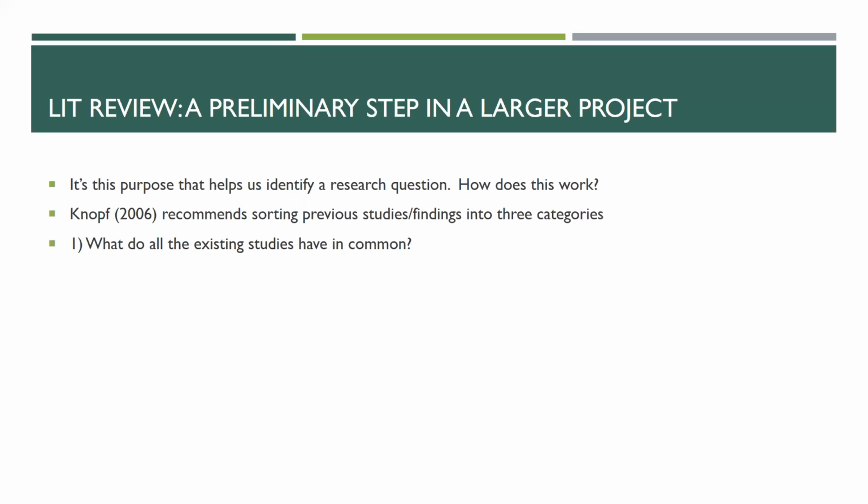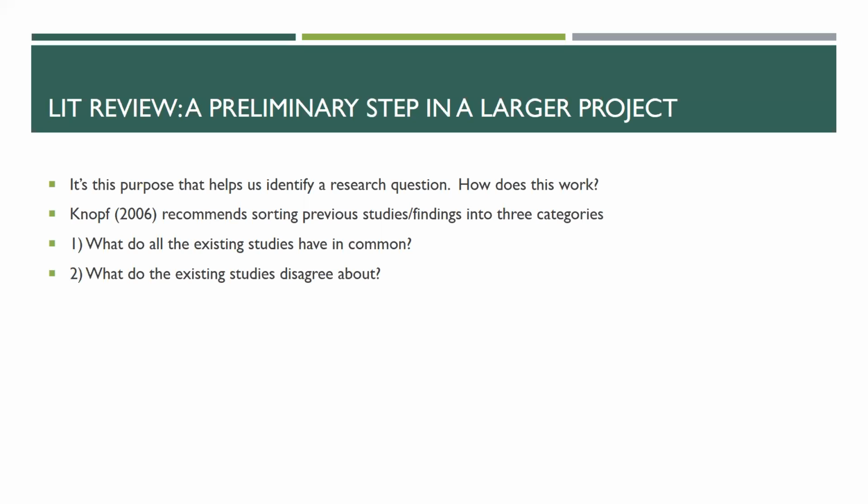So again, going back to that reading by Knopf that you all did, he points out that we can think of a literature review as a sorting process, and we can sort the articles and the books that we read into 3 categories, right? So the first question we want to ask ourselves is, what do all of these existing studies have in common, right? This is going to help you figure out what the conventional wisdom about a given topic is. And then maybe later you might want to work on refining that conventional wisdom. But that's step 1, seeing what everything has in common.